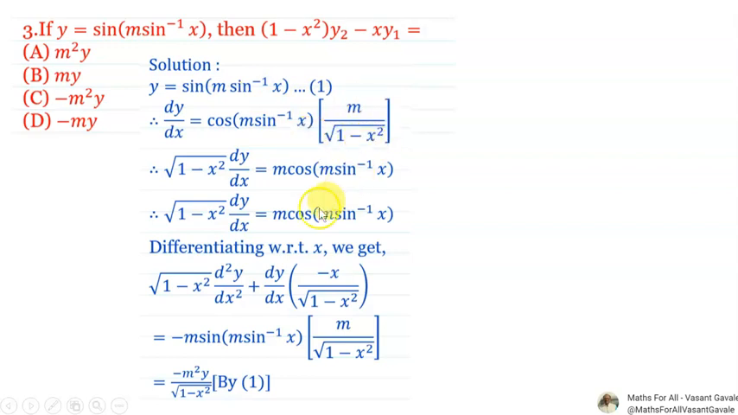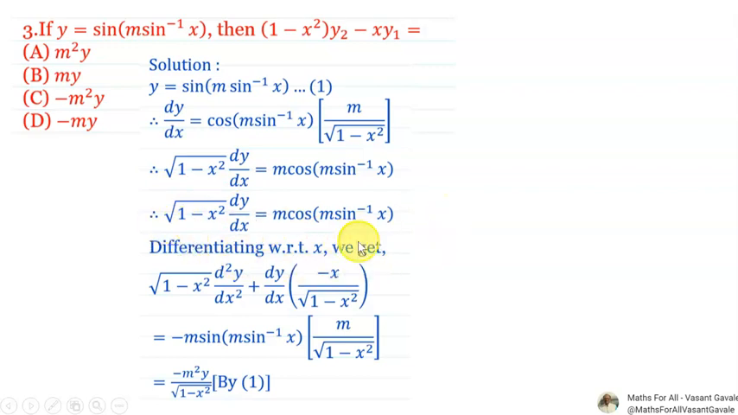Now again, the divided term goes to the other side and becomes multiplied. Therefore, root of 1 minus x square into dy by dx is equals to m into cos of m times sine inverse of x. Okay, and here we can write m times cos of m sine inverse of x, that is equals to root of 1 minus x square into dy by dx.